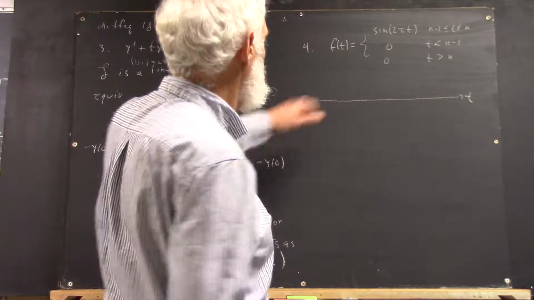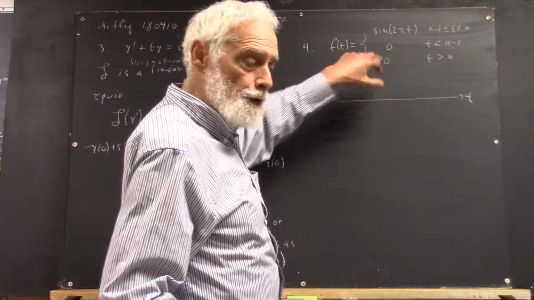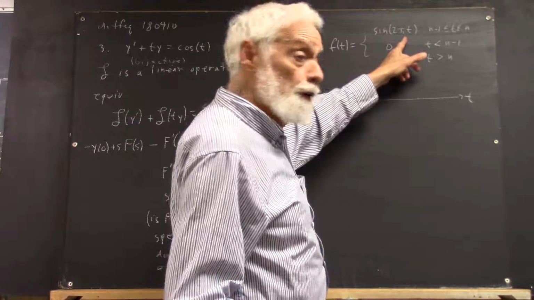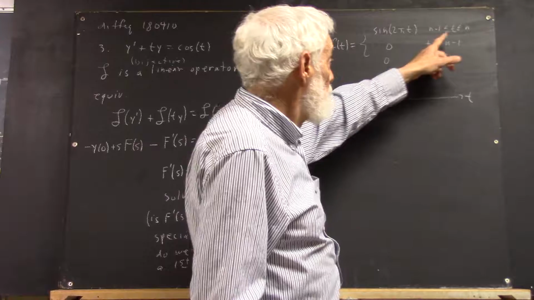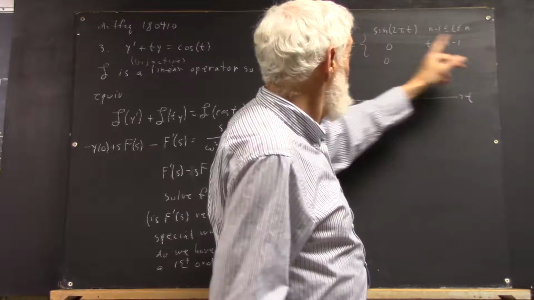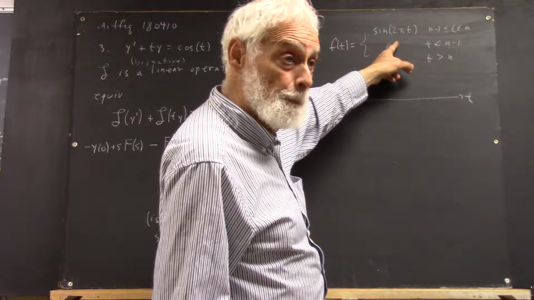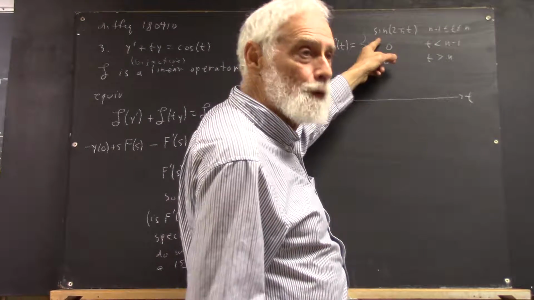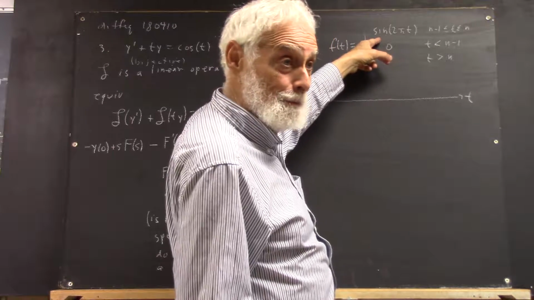Okay, so here's the definition of the function that we want to integrate. It's basically a sine function that goes through a complete cycle between t equals n minus 1 and t equals n. Now the period of this thing is clearly 1, right? T changes by 1, this changes by 2 pi, which means the sine goes through a complete cycle.